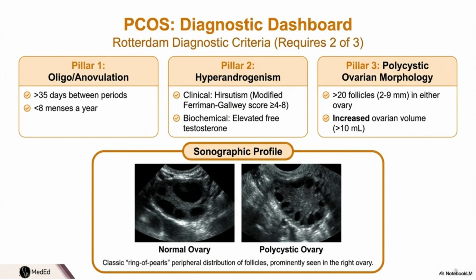Polycystic ovary syndrome is diagnosed using the Rotterdam criteria, requiring 2 of 3 pillars: oligo-anovulation, hyperandrogenism, clinical or biochemical, and polycystic ovarian morphology. On ultrasound, a polycystic ovary often displays a classic ring of pearls distribution of follicles.